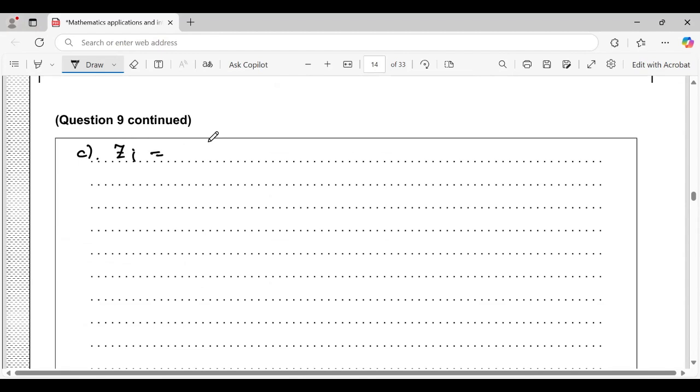Zi equals 2 minus 3i times i, because Z is this expression. If you calculate, it becomes 2i plus 3, because i times i is minus 1, i squared. So Zi equals 3 plus 2i.